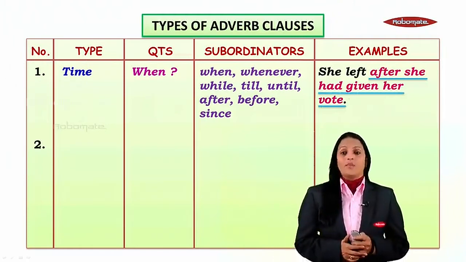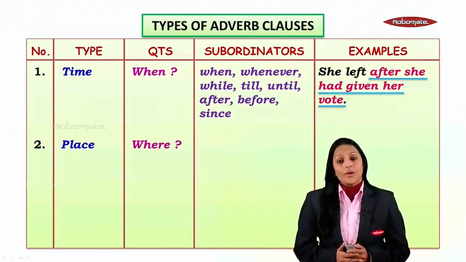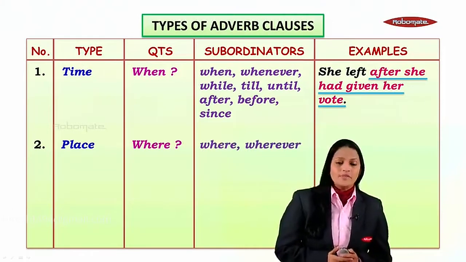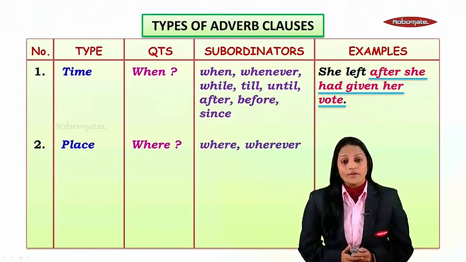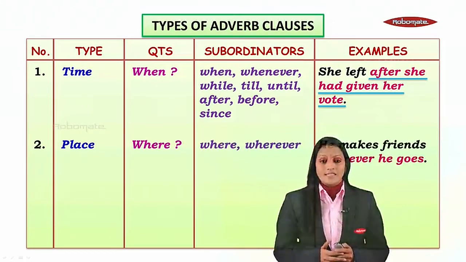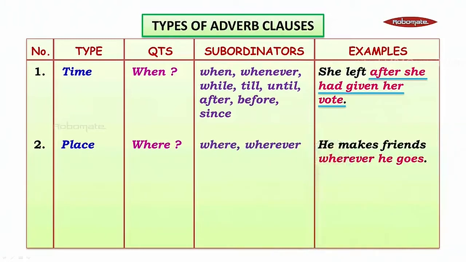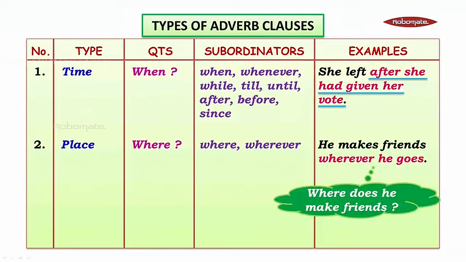Now let's take another one. Place. Question is where. And we have some subordinators here: where, wherever. Let's take an example. He makes friends wherever he goes. Now students, here again he makes friends is the main clause, wherever he goes is the subordinate clause. Your question is, where does he make friends? Answer is wherever he goes. Therefore it is adverb clause of place.